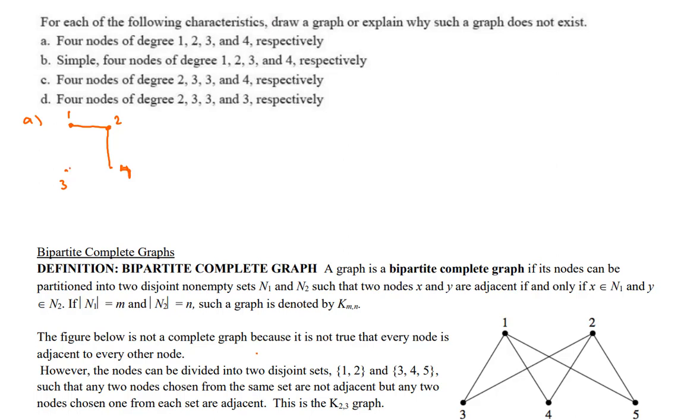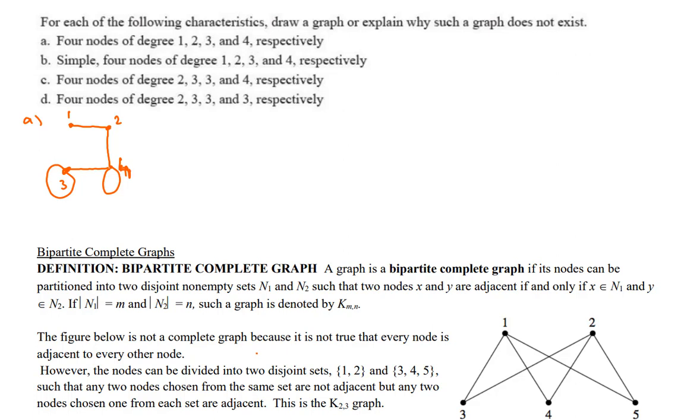So maybe we connect with 4. And then make a loop, and that will give you 3 degrees. And then for 4, now 4 has 2 degrees, and to add 2 more, maybe we make a loop. Because right here they didn't tell us a simple graph, they just said a graph. A simple graph should have no parallel lines and no loops.